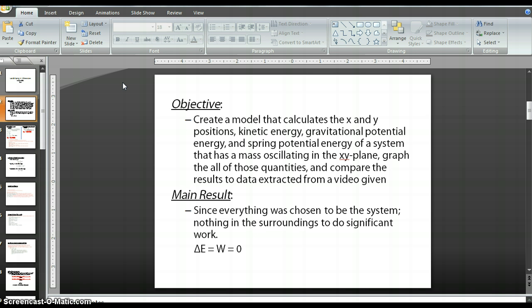So the main objective of this lab was to create a model that calculates both the x and y positions of a mass as it oscillates, as well as the 3 different energies involved in the system. And then we need to graph all of those quantities and then compare those results to data extracted from the video we were given by Dr. Greco. The main result that I came up with from doing this lab is that since we picked everything to be in our system, there's nothing in the surroundings to do significant work, so our change in energy is 0.